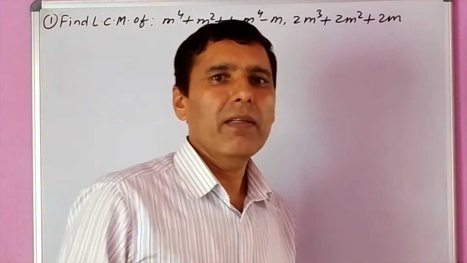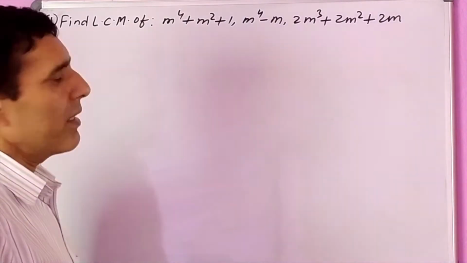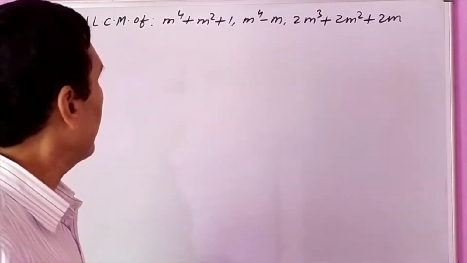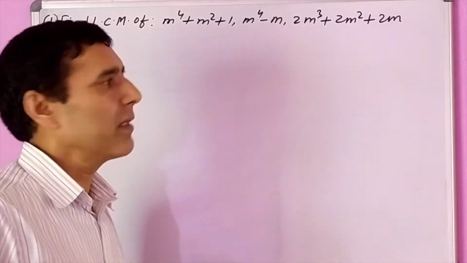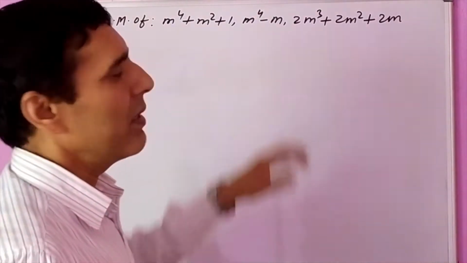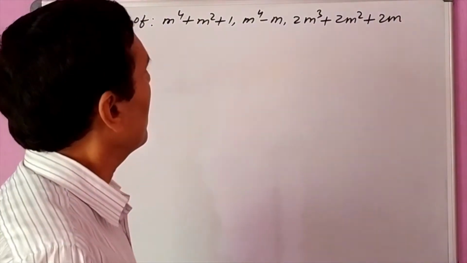Hello guys, we are finding the LCM of the given algebraic expressions. We have question number 1 here. There are 3 algebraic expressions. The first expression is m power 4 plus m square plus 1. The second expression is m power 4 minus m, and similarly the third expression is 2m cube plus 2m square plus 2m.